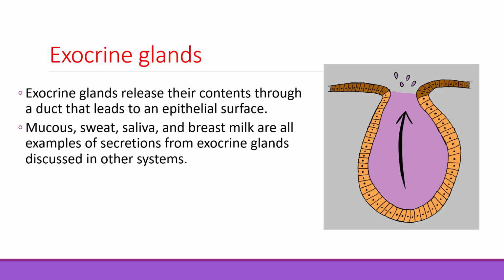So as a review, exocrine glands from last semester release their contents through a duct, and that duct led out to the epithelial surface. So this was things like mucus and sweat and saliva and breast milk. Those are all examples that are being secreted from an exocrine gland. And we will discuss those in other chapters, like the digestive chapter and reproductive and all of those kinds of things. We're going to discuss exocrine glands again from last semester.